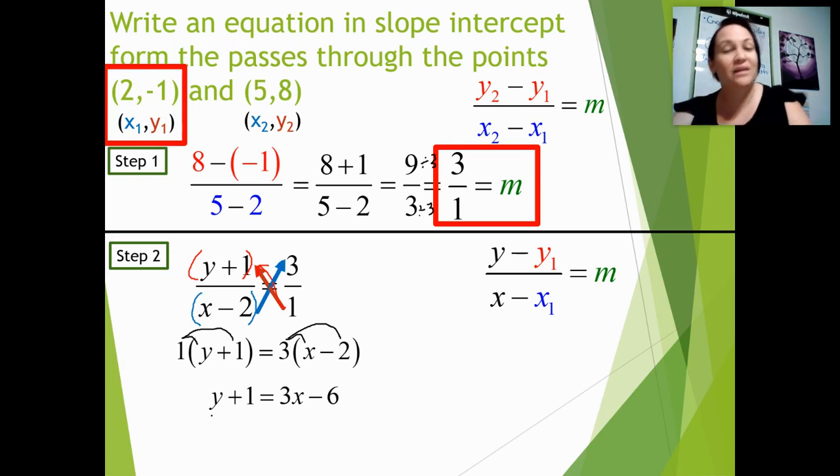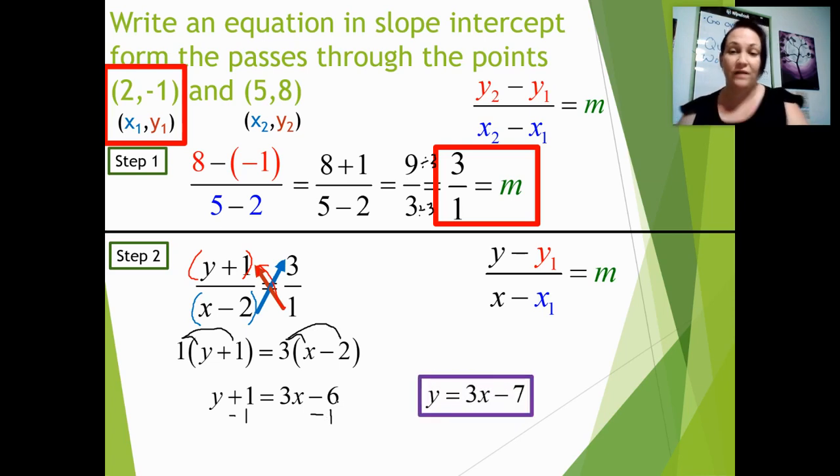So if there's not a number in front of the y, you don't have to do that last step of dividing. You can do the subtracting. So I'm going to subtract 1 from both sides, and -6 and -1 makes -7. And then we're done because the y is all by itself. And that's kind of our whole goal on these problems, right? We want to get the letter y all alone, and our final answer needs to look like this. Right? y equals mx plus b. And this does.